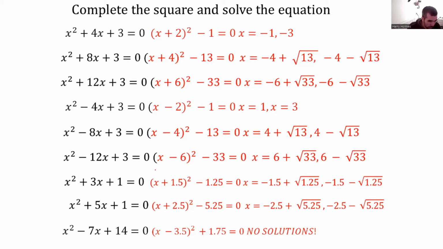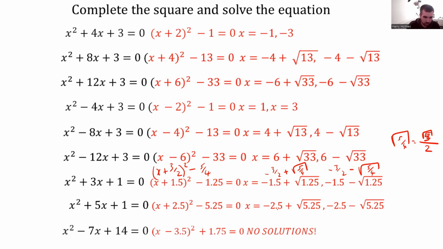So we got x plus 3 over 2 there instead of 1.5, minus 1.25 is 5 over 4. And so your answer will be minus 3 over 2 plus root 5 over 4, and minus 3 over 2 take root 5 over 4. You could also simplify that: root 5 over 4 could also be written as root 5 divided by 2. So if you did that, maybe if you used your calculator, you might have got that answer, and that's okay as well.